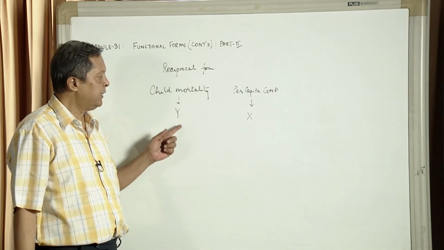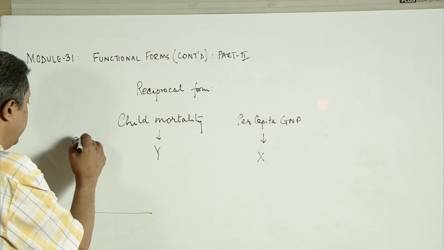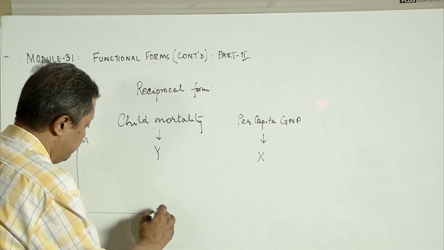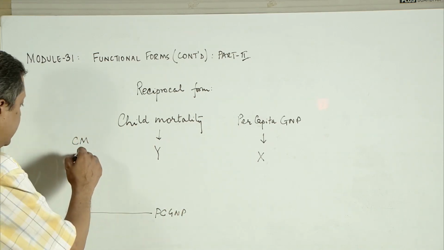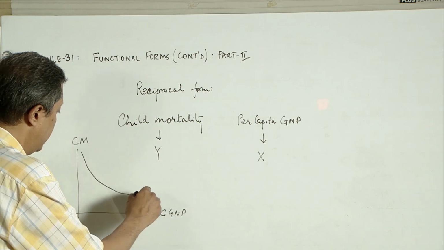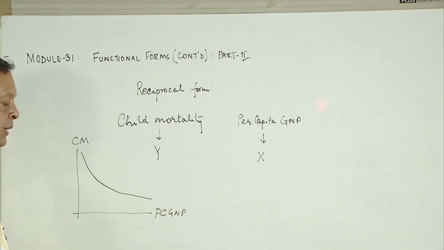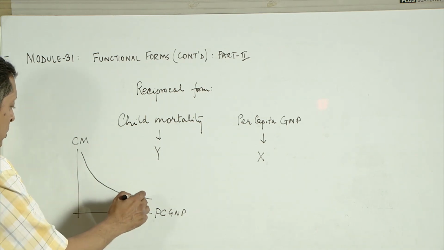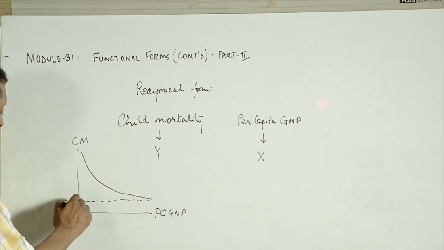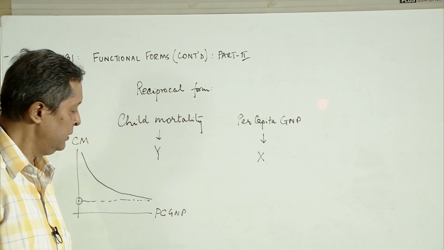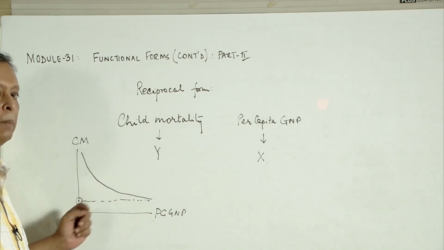So, we would expect to get a relation like, if you have here child mortality CM and this is per capita GNP, then we would expect a relation like that, where with an increase in per capita GNP, child mortality decreases, but it can never reach 0. So, child mortality kind of asymptotes to a particular value. So, reciprocal form is used when the y variable asymptotes to some particular value.